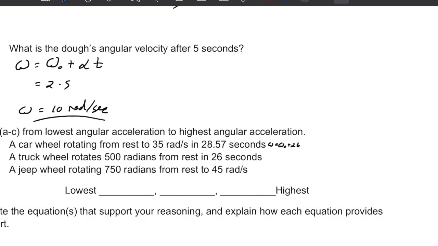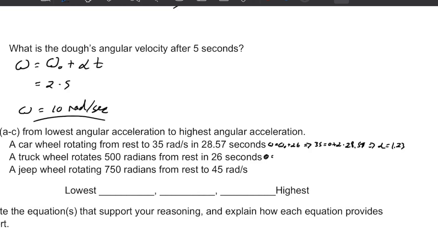I'm going to use the WOTAT equation, plug in what I have, and solve for alpha. Starting with the equation, plugging in the numbers, solving for alpha. Looks like I'm getting, for this particular one, 1.23.